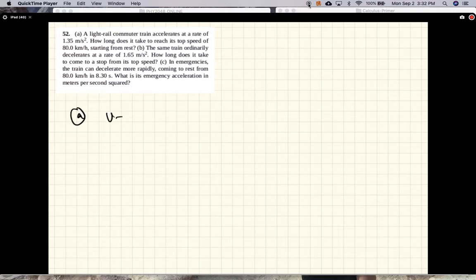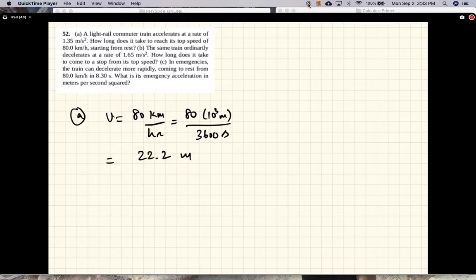Now we have to convert this 80 kilometers per hour to meters per second. So that's 80. A kilometer is 1,000 meters, and 1 hour is 3,600 seconds. So this is essentially 1,000 divided by 3,600, that's 1 over 3.6. So you just divide 80 by 3.6, and this gives us 22.2 meters per second.